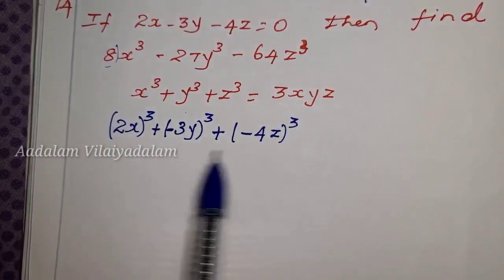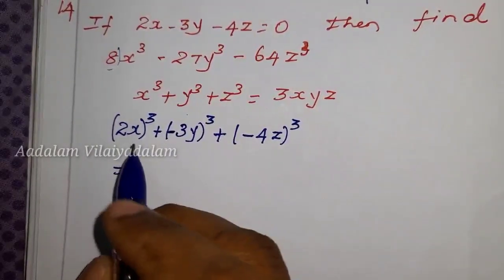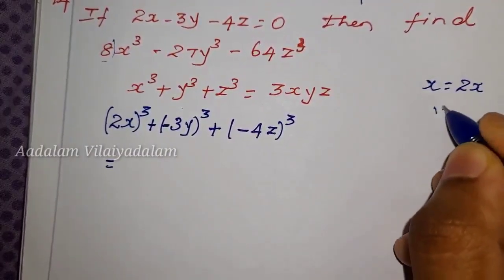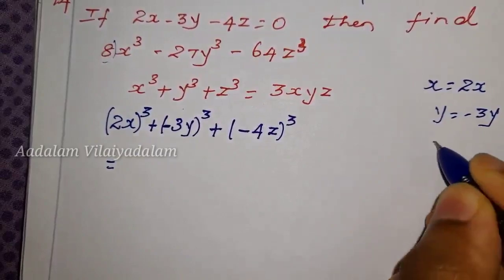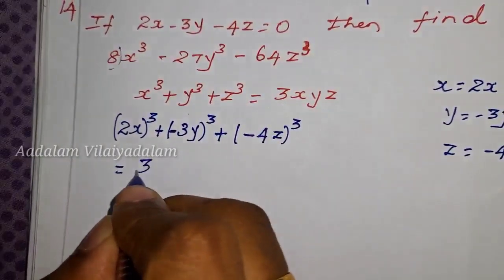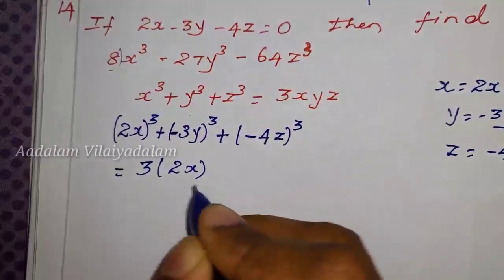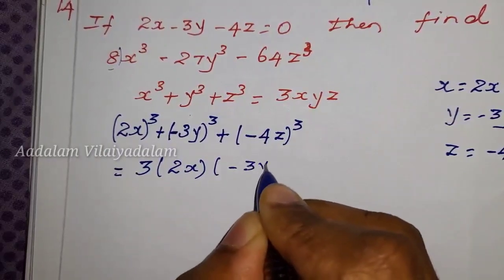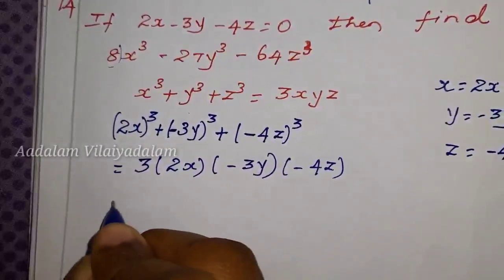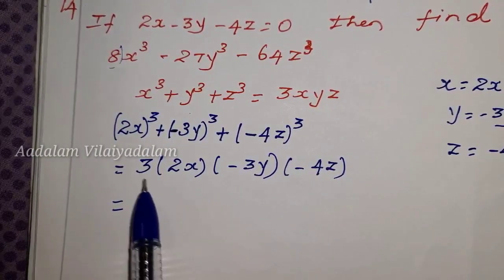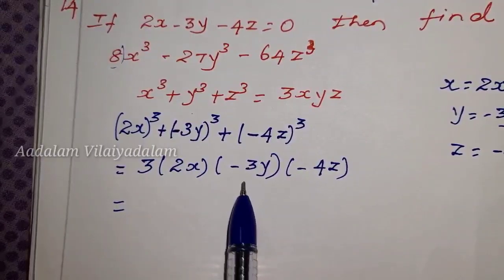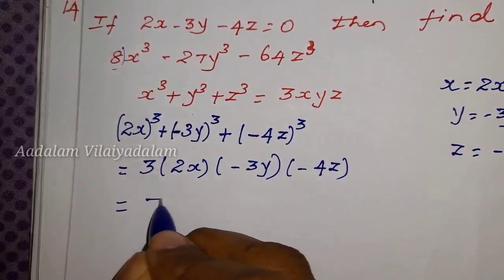First we have to write in terms of cubes. Now identify the x value. So here the x value is 2x, the y value is minus 3y and the z value is minus 4z. So equal to 3 into the x value 2x, y value minus 3y and z value minus 4z. So now multiply the constant term. 3 2s are 6, 6 3s are 18, 18 into 4 that is 72.